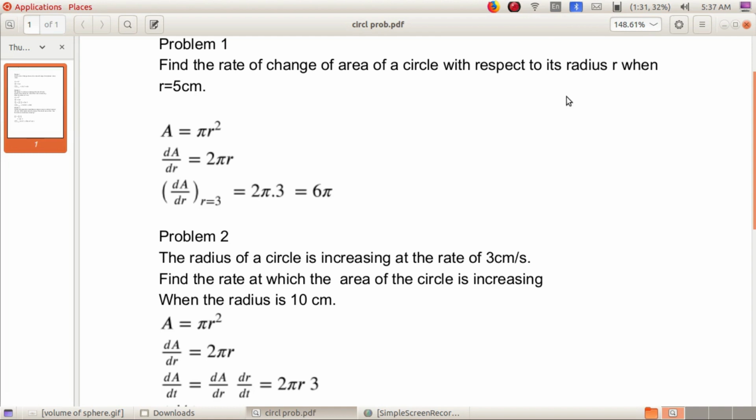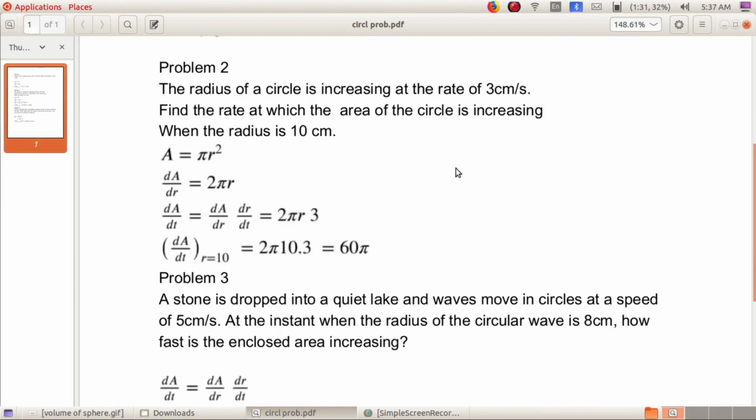Here in this case we have to find the derivative of A with respect to r. Now in the second problem, the radius of a circle is increasing at the rate of 3 centimeter per second. That is, dr by dt is given. Find the rate at which the area of the circle is increasing when the radius is 10 centimeter. Since dr by dt is given, we have to find dA by dt.